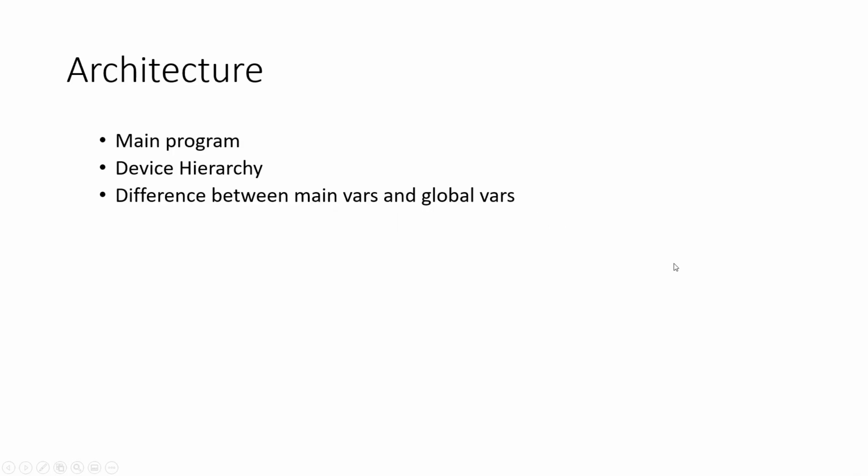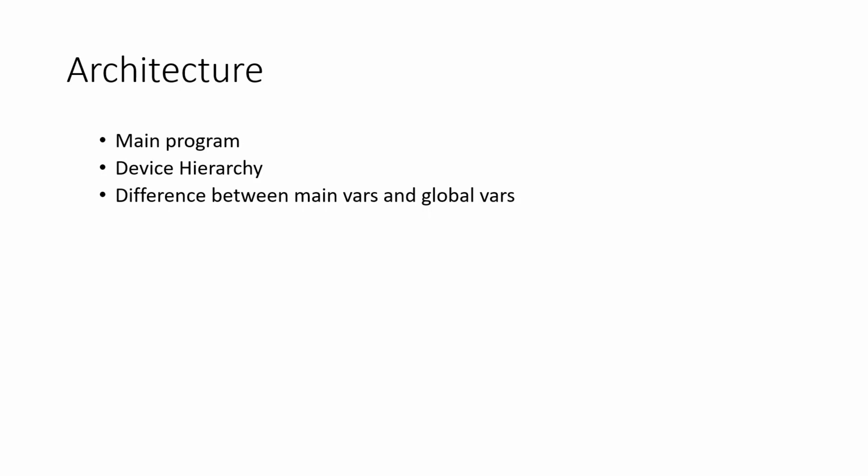The rough outline I have for this is we'll scour back through the main program and look at what all is comprised in the main program. We'll look at device hierarchy. So we'll look at how we define devices in a system and in a cell, and then how we determine which one is the commander and which one's the follower.